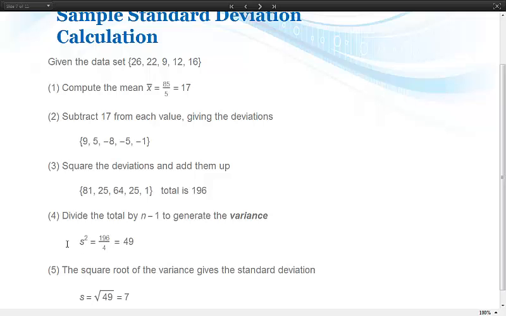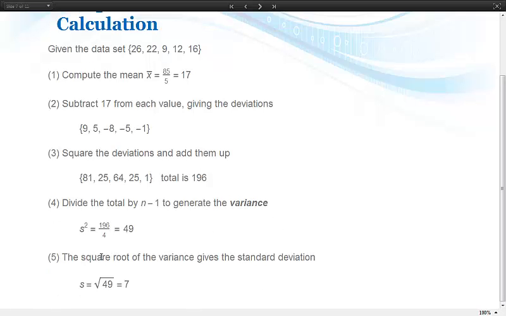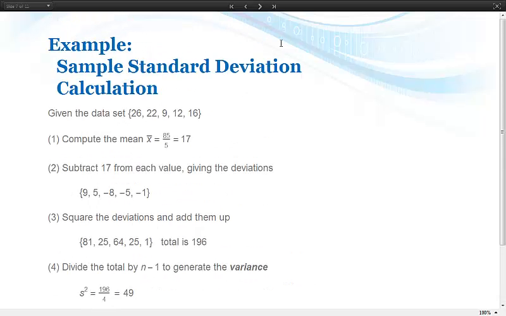reminding us that if I want the sample standard deviation itself, I take the sum of the squares of the deviations, divide by n minus 1, and then take the square root. So the square root of the variance, the square root of the sum of the squares of the deviations divided by 1 less than the count, gives me the sample standard deviation. So in this case, my s, my sample standard deviation, is 7, indicating that 7 is, in some sense at least, a measure of the average distance of the values from the mean.